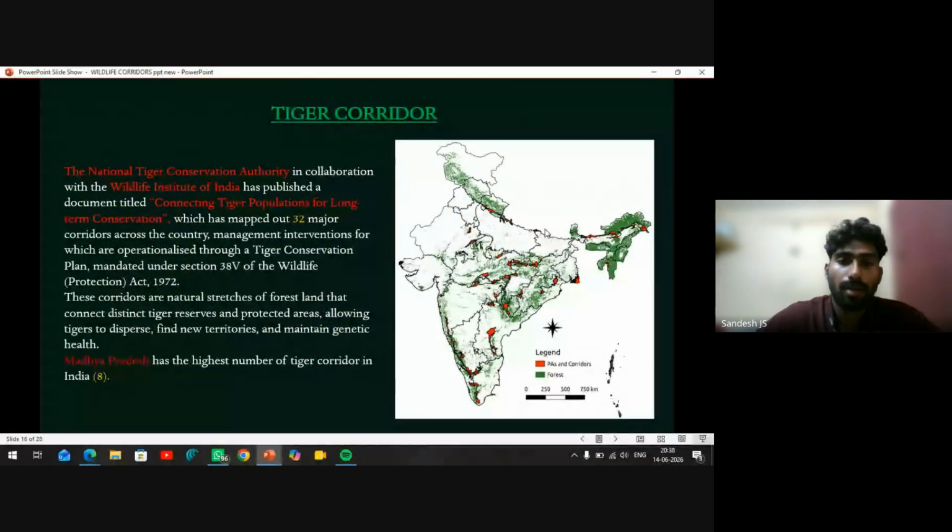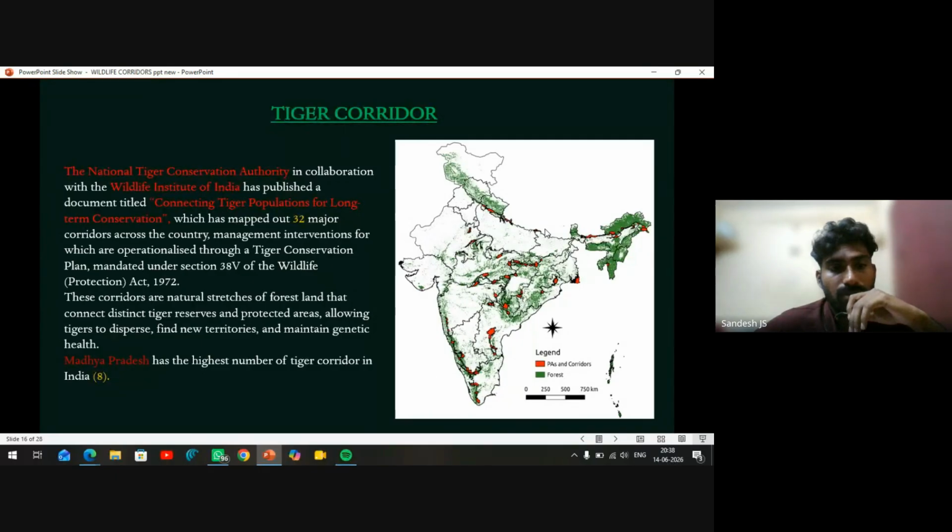And coming next is the tiger corridor. The National Tiger Conservation Authority, in collaboration with the Wildlife Institute of India, has published a document connecting tiger populations for long-term conservation. This document has mapped out around 32 tiger corridors in our country, whose interventions are operational through a tiger conservation plan, mandated under Section 38V of the Wildlife Protection Act. The tiger population boom came only after Project Tiger.